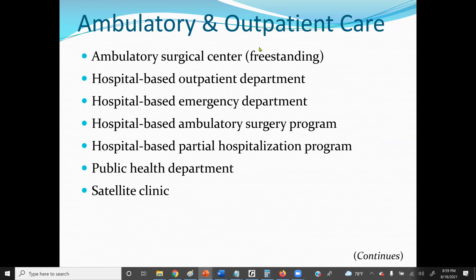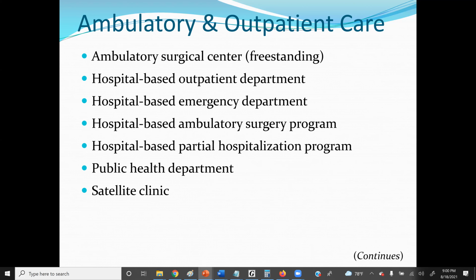For ambulatory and outpatient care, we have, again, a freestanding facility, which we normally call the ambulatory surgical center. These are centers where, again, a patient can get a surgery for a day and doesn't have to stay in the hospital. We also have a hospital-based outpatient department. Most hospitals may have an outpatient clinic department where the patient may visit a doctor for treatment or consulting. They would not stay in the hospital, just a day visit.